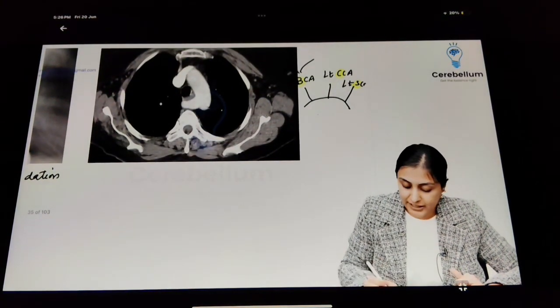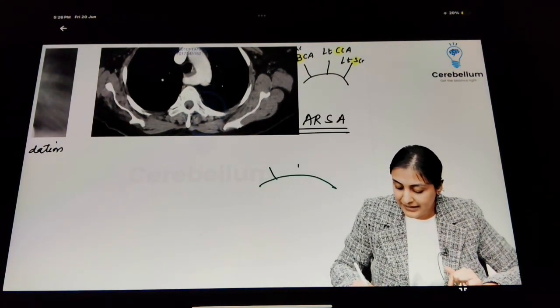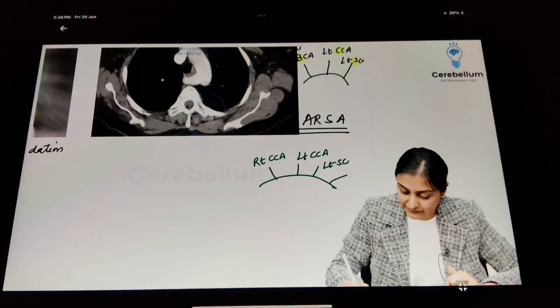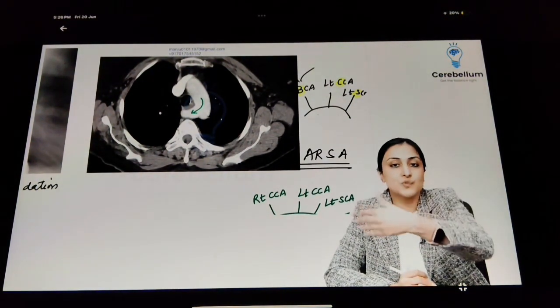This is an anomaly where you have aberrant right subclavian artery, ARSA. What is aberrant right subclavian artery? Here there is a fourth branch. You have right common carotid, left common carotid, and left subclavian, and right subclavian arises as the fourth branch from the arch. Can you see this? And this branch courses behind the esophagus.